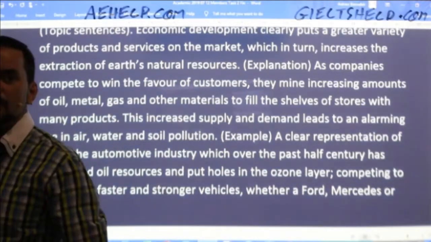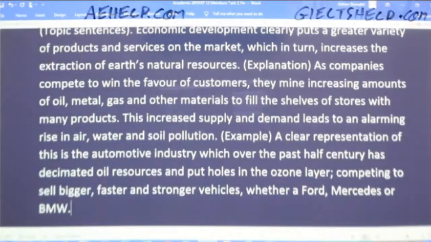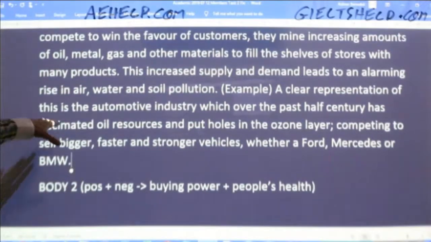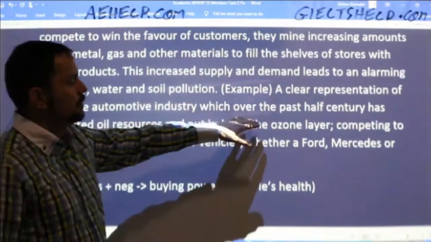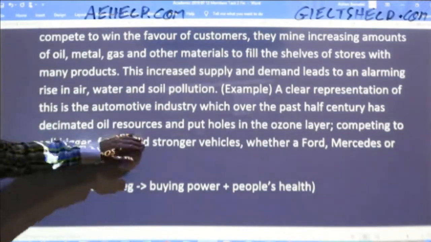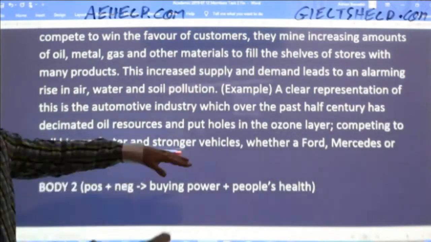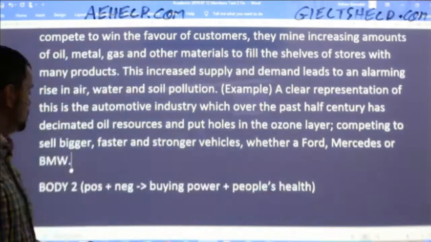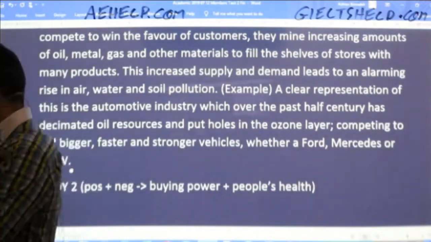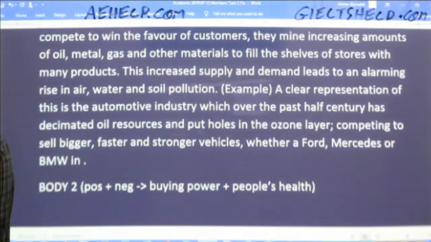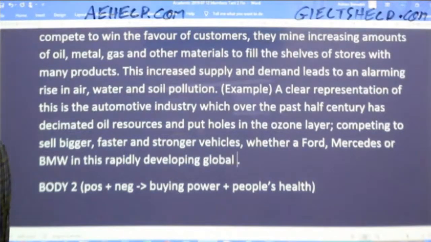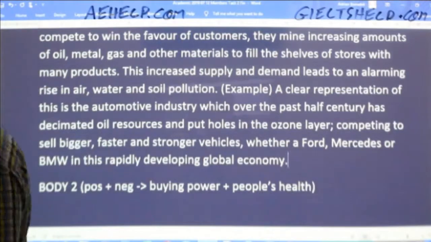Okay, so I maybe went a little bit overboard there, but that's my example. So again, a clear representation of this is the automotive industry, which over the past half century has decimated oil resources and put holes in the ozone layer, competing to sell bigger, faster, and stronger vehicles, whether a Ford, Mercedes, or BMW. In this rapidly, I can even make it a little bit fancier, in this rapidly developing global economy. All right. Okay.